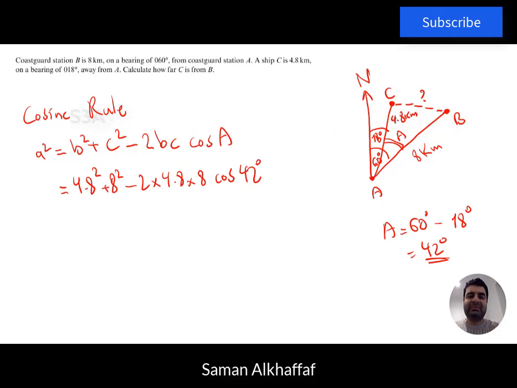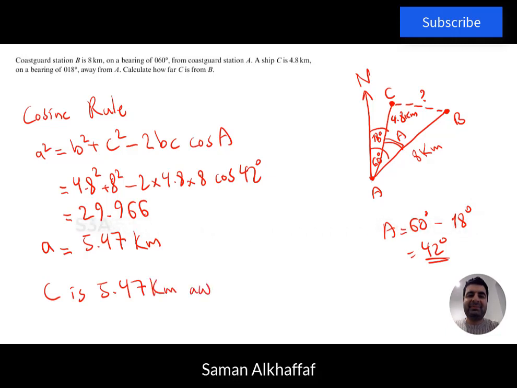So now we can use that 42 degrees here, and that will help us find the length of a. The a squared will be 29.966, and a will be 5.47 kilometers in this scenario, which is equivalent to the distance from C to B. So C is 5.47 kilometers away from station B, and this will be our answer for this question.